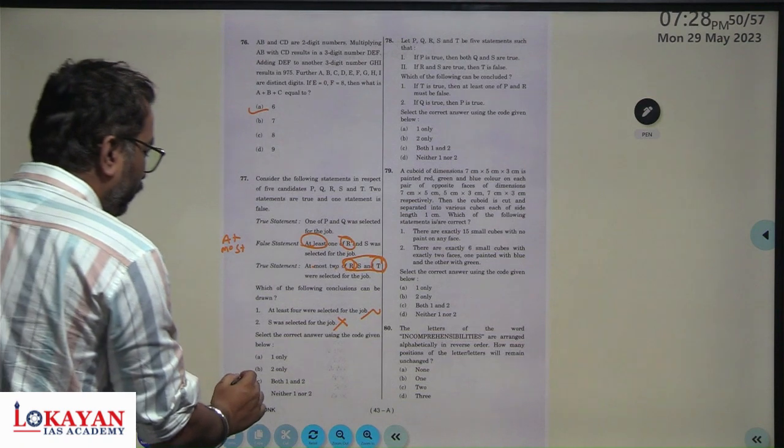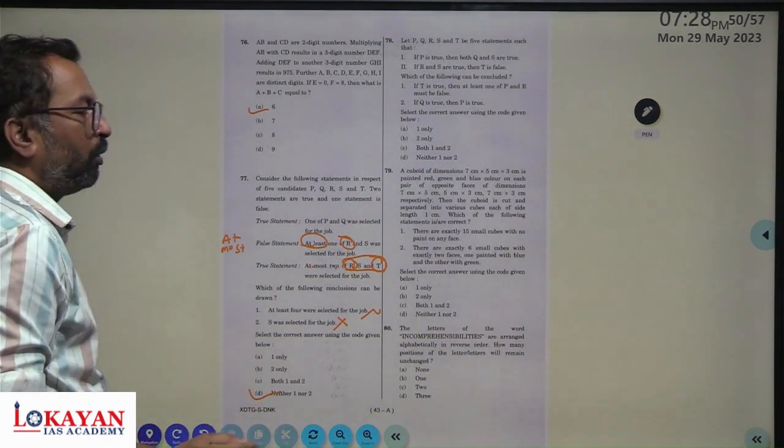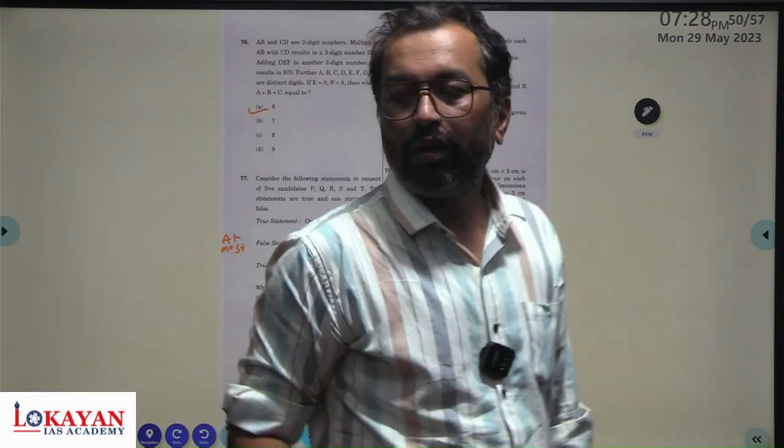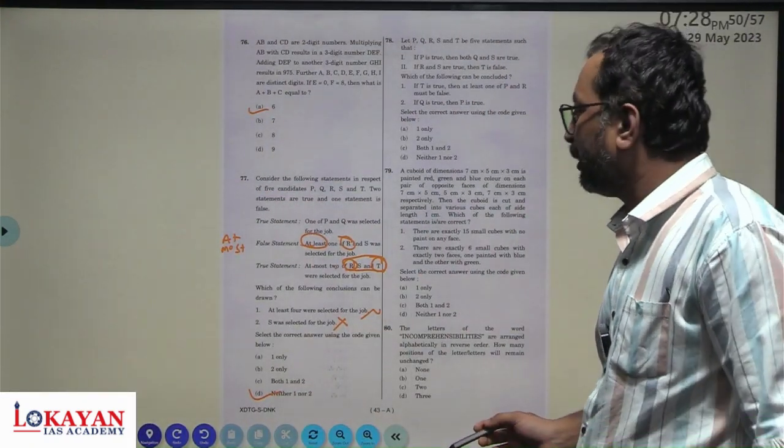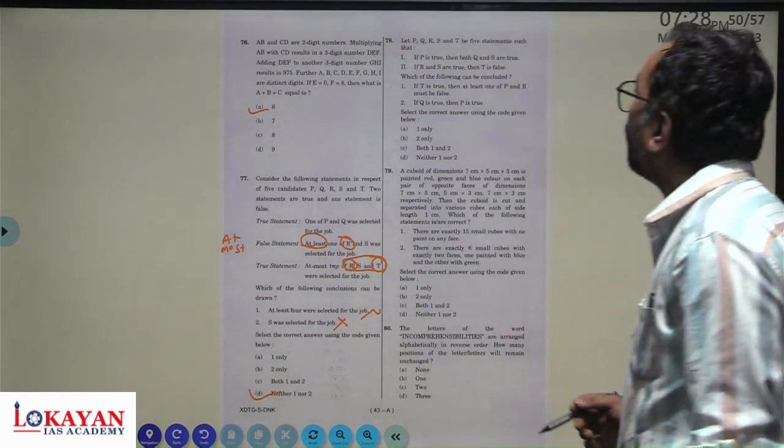So neither 1 nor 2 is correct, right? Both statements cannot be concluded definitely. That's why both are wrong.